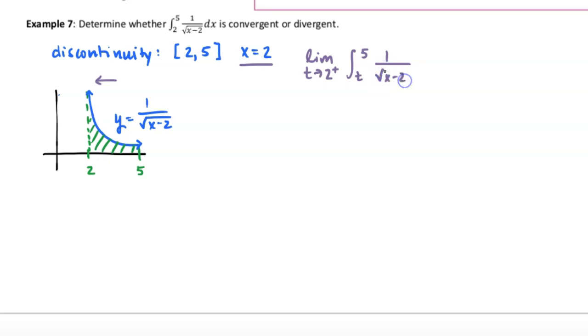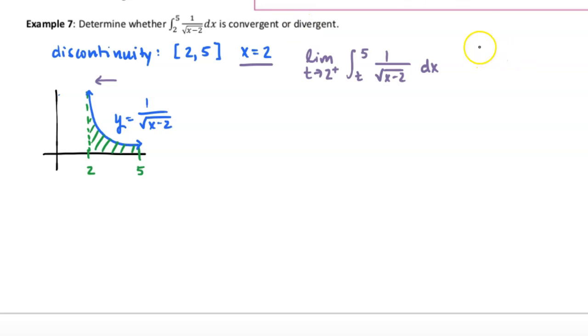minus 2 dx. And now let's integrate this. And I'm looking for the issue here. So I've got a square root of x minus 2 in my denominator. Here's what I'm thinking. If I make my u the square root of x minus 2, my du is going to be pretty messy.